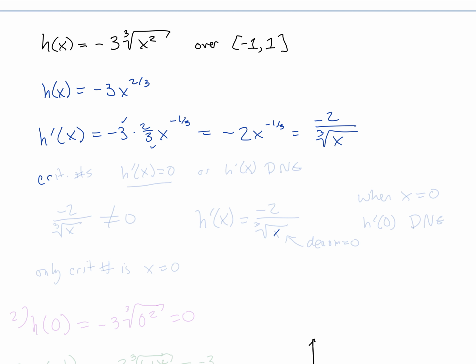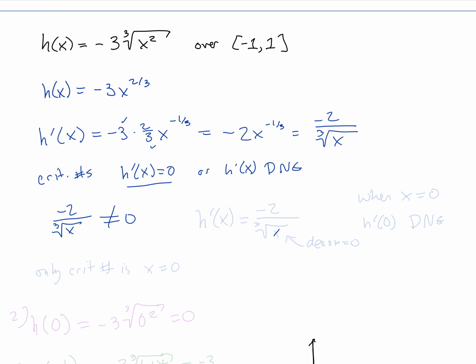Now I have to think about the critical numbers. Those are places where either h prime of x is equal to 0 or h prime of x does not exist. So is h prime of x ever 0? Negative 2 over the cube root of x. Is that ever 0? No, this is never equal to 0. A fractional function can only be 0 if the numerator is 0. The numerator, negative 2, is never 0, therefore the entire function is never equal to 0. So there won't be any of these situations in this particular case.